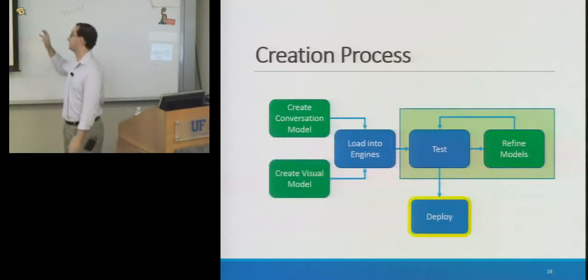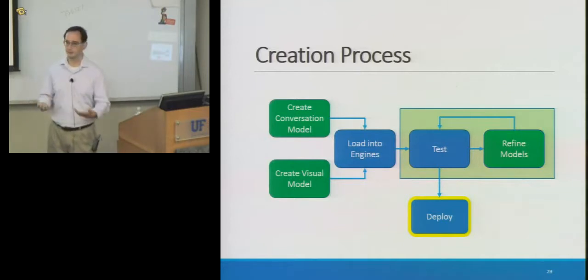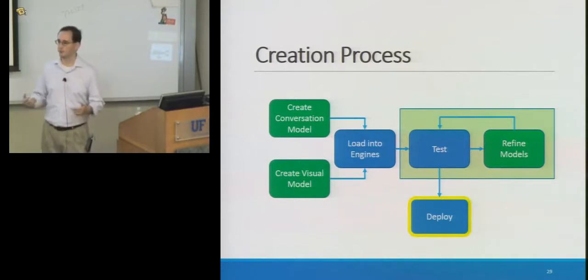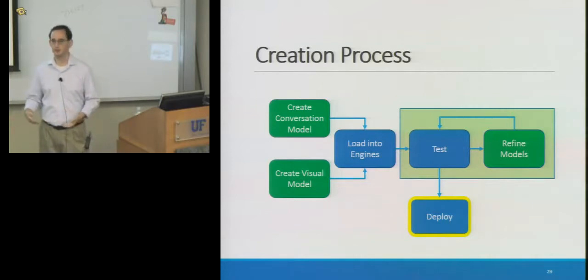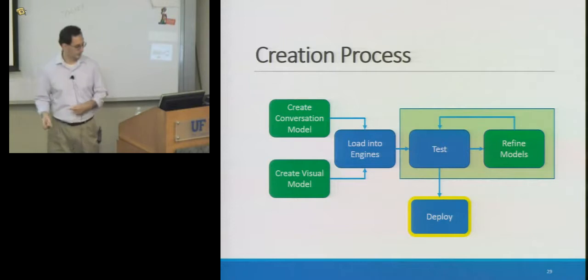This is a very simple diagram of what it looks like to build a virtual human. You start out creating this conversation model, a visual model, what the virtual human should look like. We load it up into the engines, and then we test it. And once we test it, we refine it. We find these are the things that the virtual human needs to say that it couldn't say. These are the things that it wasn't understanding. We refine our models, test it again, and keep doing this as an iterative process. And eventually it reaches the point where you're comfortable with it, saying it's doing a good job, and we can start using it in the real world.